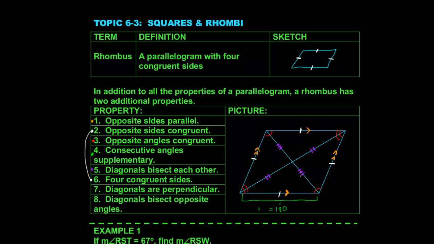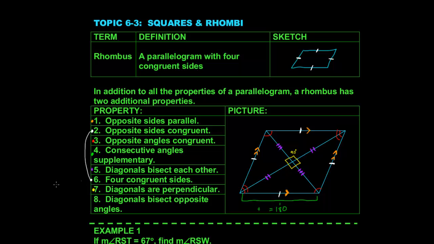Diagonals. Our diagonals are perpendicular. So, if our diagonals are perpendicular, here we go. Our diagonals are perpendicular. Means this forms a right angle. That forms a right angle. That forms a right angle. And so does this one. So we have 4 right angles, which a right angle is 90 degrees.